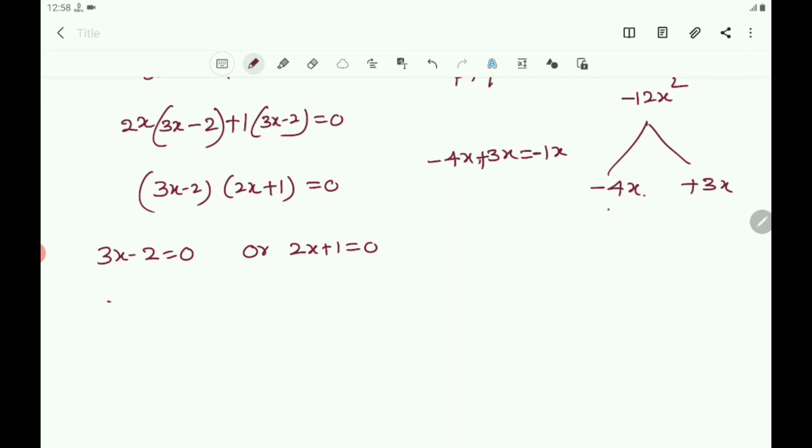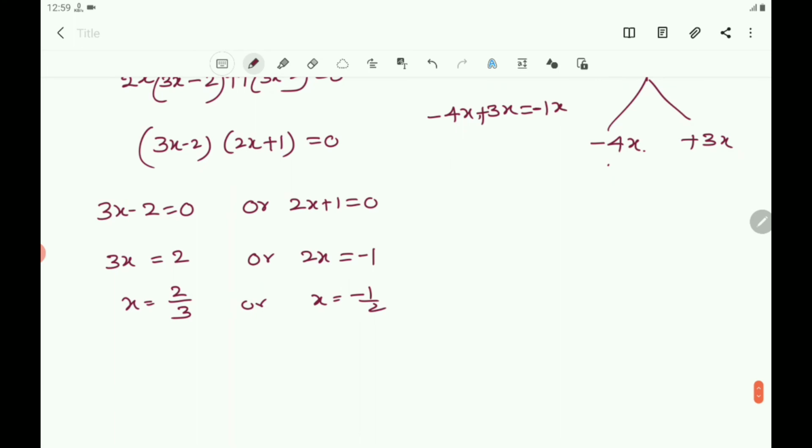Solve them. Then it becomes 3x equals 0 plus 2, 2. So x equals what you got? 2 by 3. And also you write or 2x equals 0 minus 1, minus 1. And x equals, you will get minus 1 by 2. So what are the roots? Therefore roots of 6x square minus x minus 2 equals 0 are 2 by 3 and negative 1 by 2.